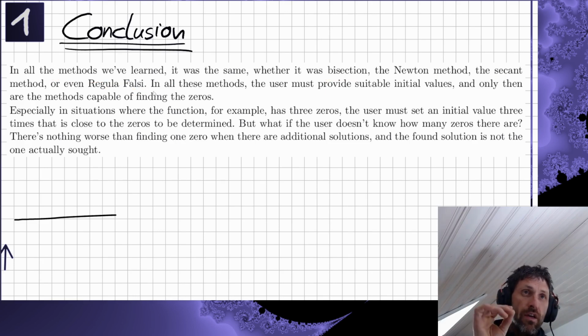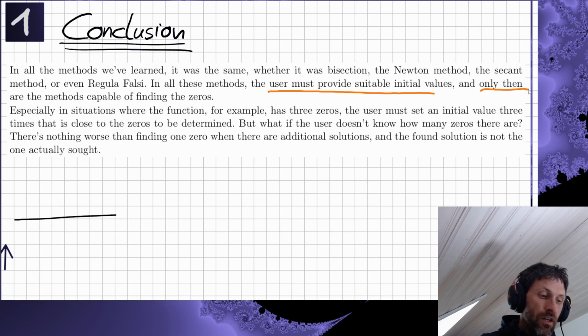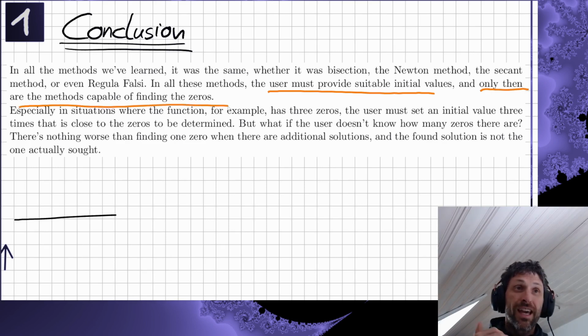All of them had one thing in common: the user must provide suitable initial values, and only if these initial values are provided in an appropriate way which fits the situation, only then are the methods capable of finding the zeros. This is the situation for all of these algorithms.